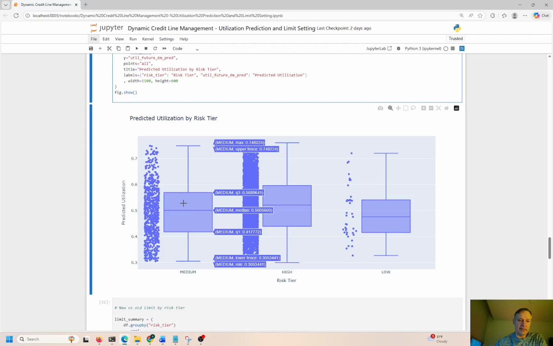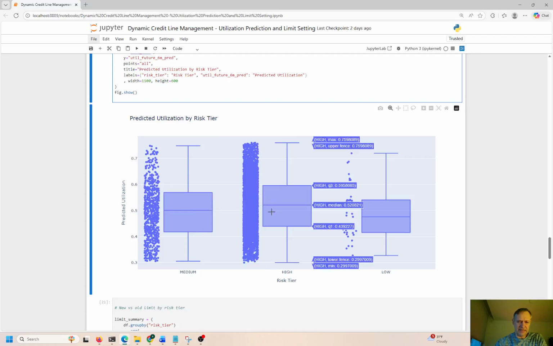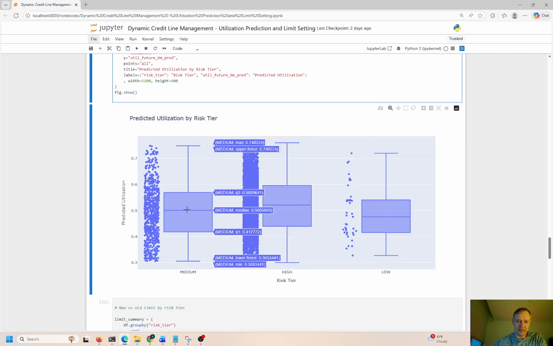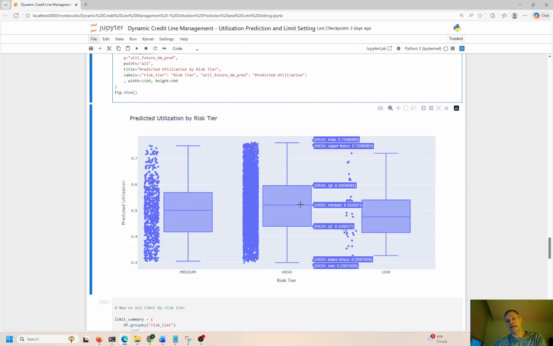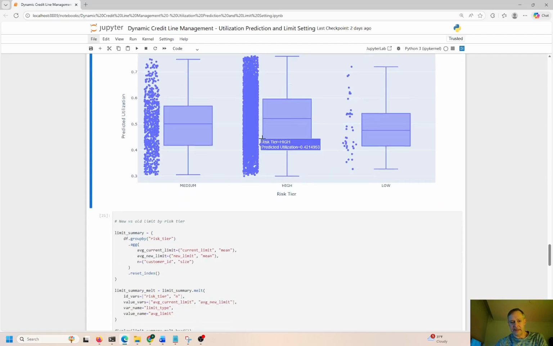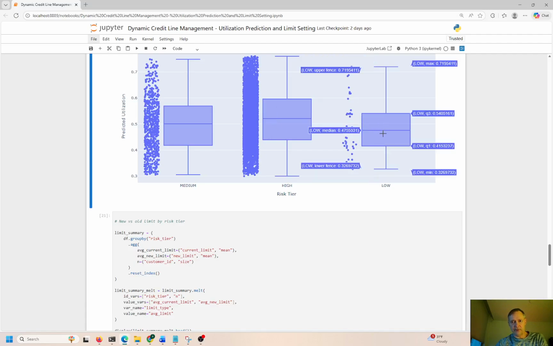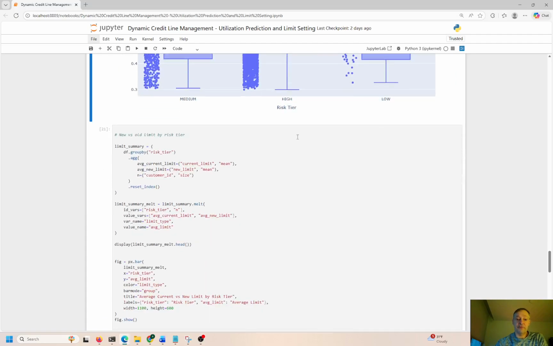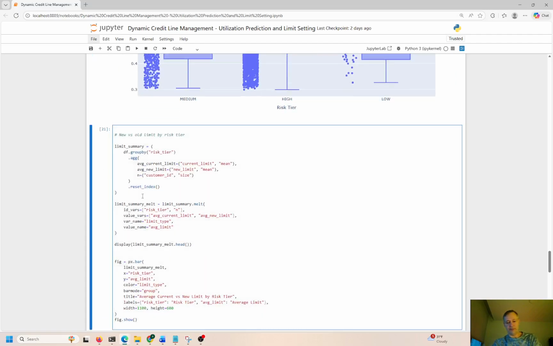So medium, high, and low are all kind of similar. High is a little bit higher in terms of utilization. Low is kind of lower, but you see tons and tons of overlap here. So these three aren't that different, right? Whether it's high, medium, or low, the utilization is going to be kind of the same. A little bit higher overall for high and a little bit lower overall for low, but lots of overlap, right? So the outcome is kind of similar for these three different categories.